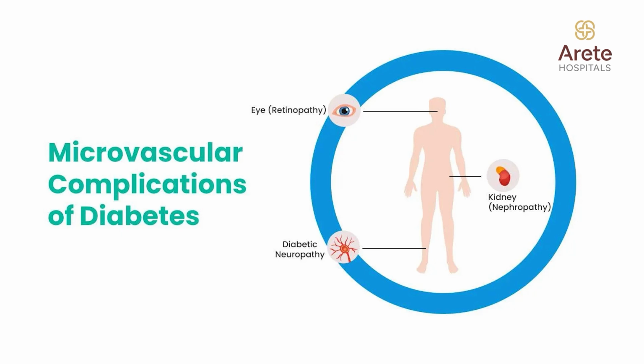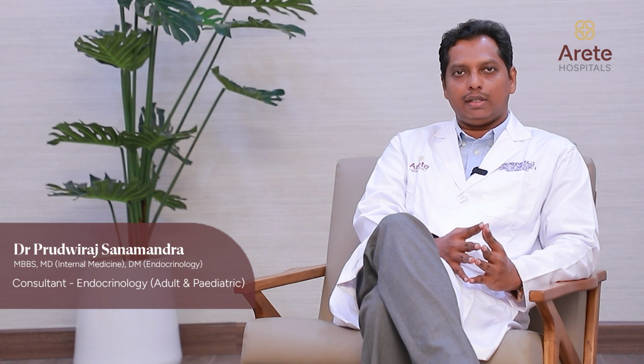That is, the small nerves or large nerves in your body can be affected by the chronic high blood sugars. This retinopathy, nephropathy, neuropathy are the microvascular complications which we usually see in our diabetic patients. We want to screen them for retinopathy, nephropathy and neuropathy at least once in a year.